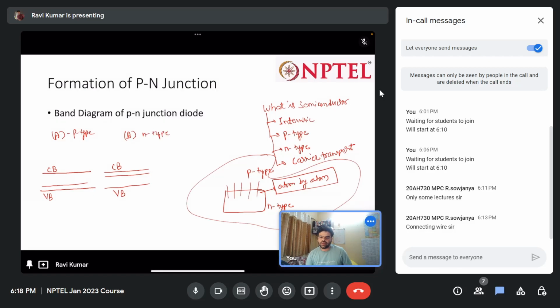For the p-n junction, what about the Fermi level? I'll write F. For the p-n junction, those Fermi levels should be at the same level. Then the bands will be bending. This bending is due to what factor? Electric field. Yes, electric field. So this is the band diagram of the p-n junction.